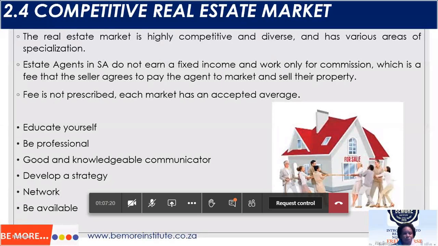Another point you need to understand is that the market is highly competitive and diverse and has various areas of specialization. So if you are into the commercial space, you can't just say, okay, I'm in the residential market, that's where I'm investing, that's where I'm trading. There are slightly different pieces of legislation or ratios to look at the profitability for the different sectors.